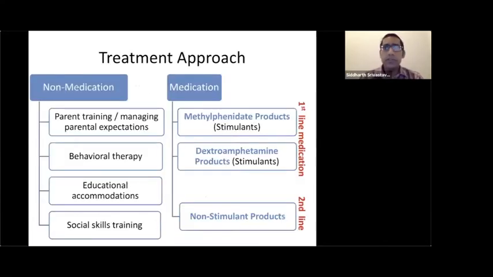There are two approaches to treatment, and often both are necessary. There are non-pharmacological interventions, such as parent training, behavioral therapy, educational accommodations, social skills training. If behavioral therapy is ineffective, medications may be necessary. There are three main classes of ADHD medications: methylphenidate products, which are stimulants, dextroamphetamine products, which are also stimulants, and non-stimulant products. Stimulants are the first-line medications for ADHD. However, there are also a few non-stimulant options.